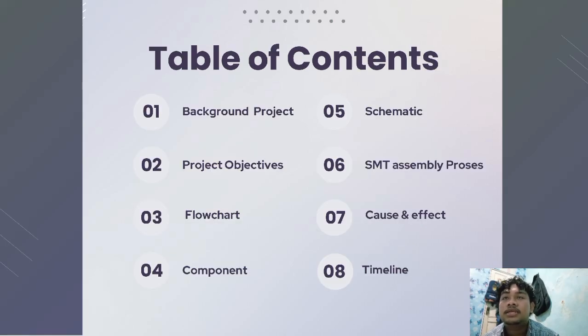And next slide is our table of contents. The first one is background project, the second is project objective, the third flowchart, the fourth component, the fifth schematic, the sixth SMT assembly process, and the seventh is cause and effect. The next slide will be explained by my partner.